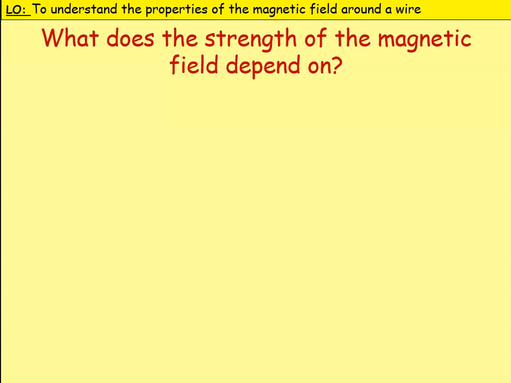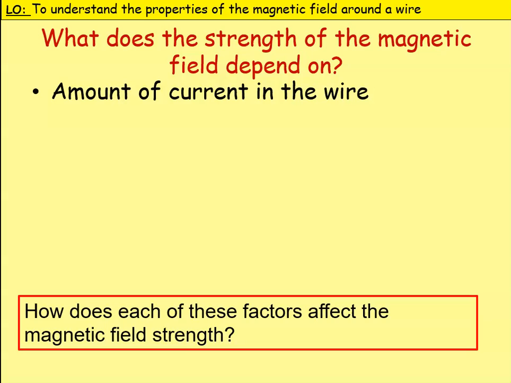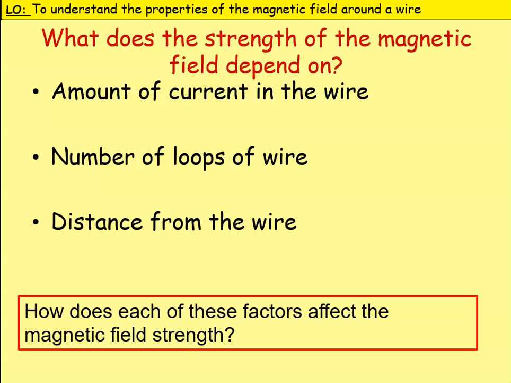It depends on three things. Number one, it depends on the amount of current in the wire. The more current we have in the wire, the stronger the field is. It depends on the number of loops in the wire. The more loops we have, the stronger the field is. And it depends on how far away you are from the wire. The closer you are to the wire, the stronger the field is.